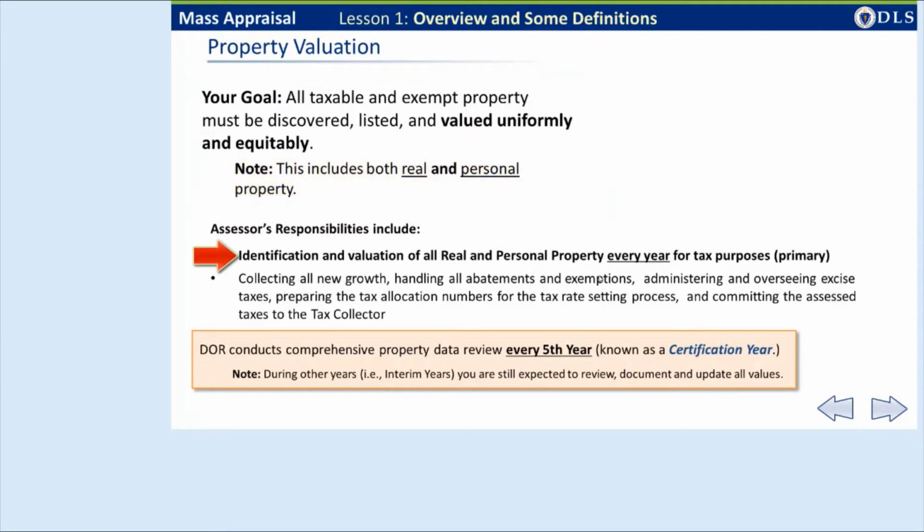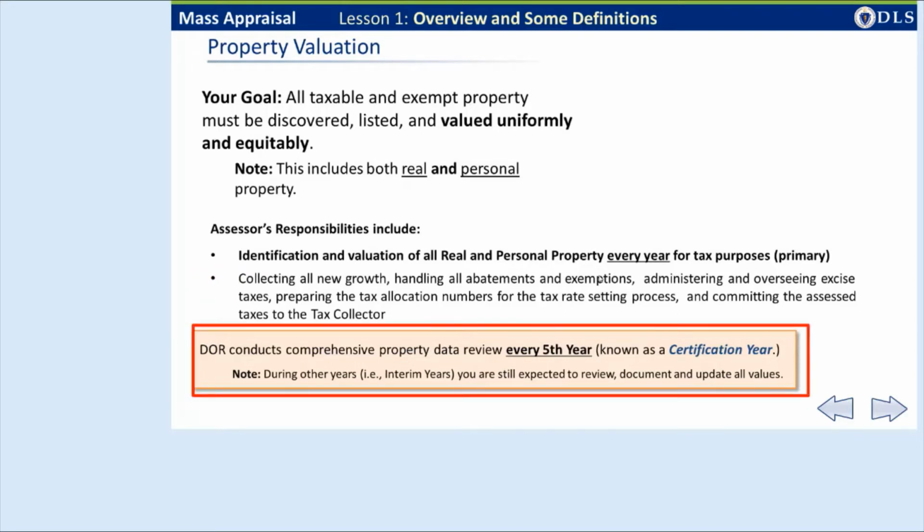In addition to setting values annually, the assessors collect all new growth, handle all the abatements and exemptions, administer and oversee excise taxes, prepare the tax allocation numbers for the tax rate settings process, and commit the assessed taxes to the tax collector. DOR schedules and conducts a comprehensive review of all property data for all property classes, now every 5 years. This historically took place every 3 years, but was amended with the Municipal Modernization Act in 2016. For those years between each certification, you are still expected and required to review, document, and update all values.